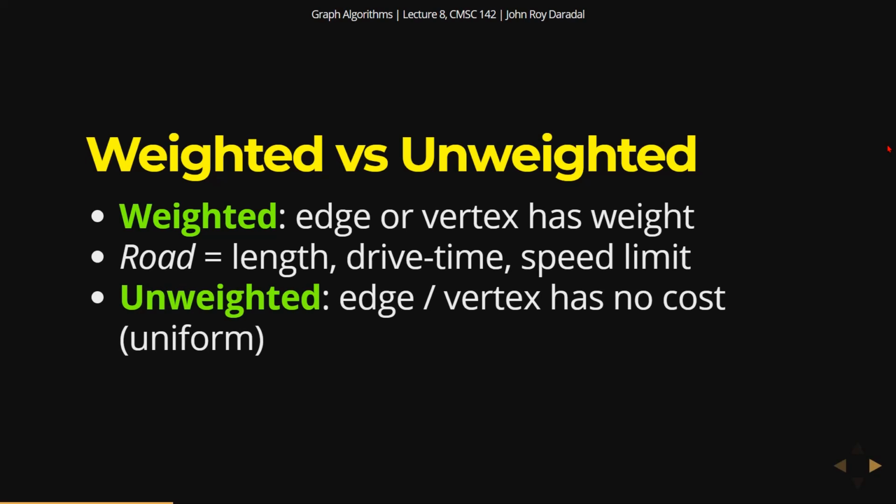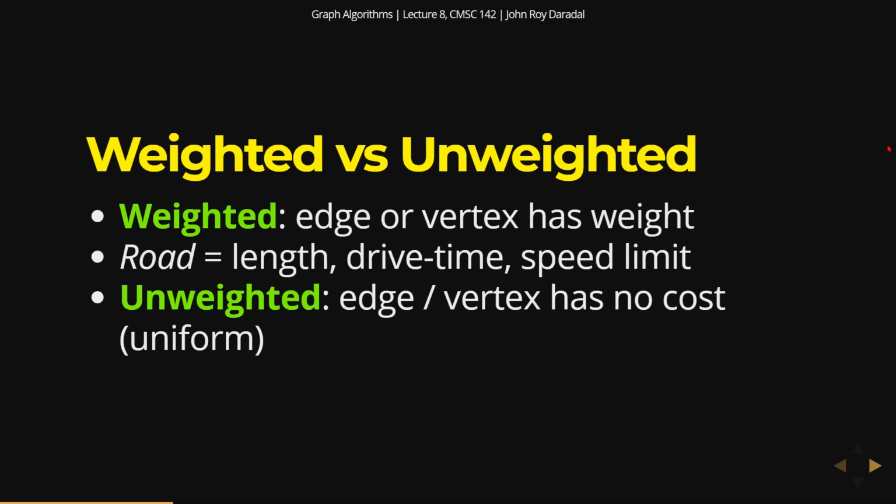Otherwise, if there are no associated weights, then the graph is called unweighted if it has no cost associated with the edges or the vertices. If that is the case, we also call it a uniform cost graph, because basically you can think of the edges as having equal cost.